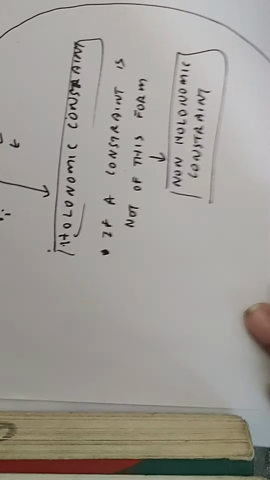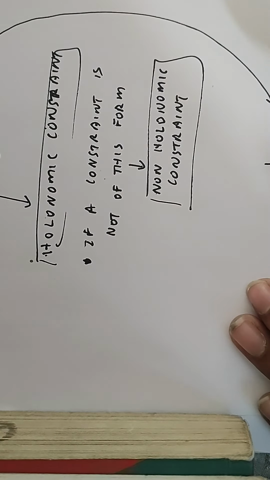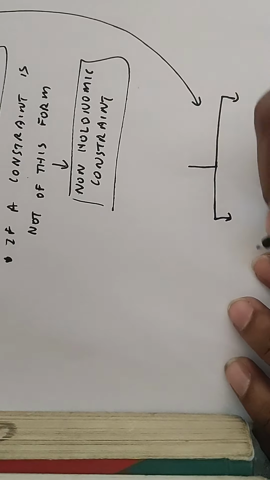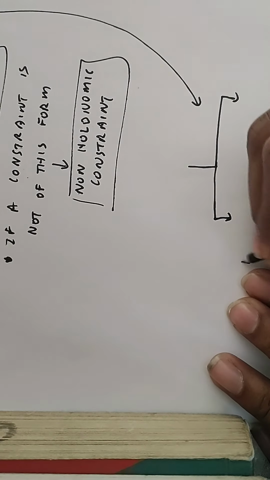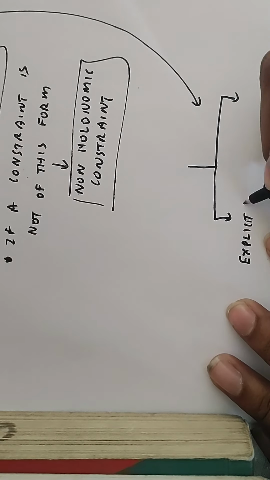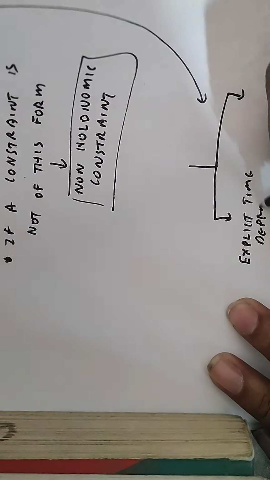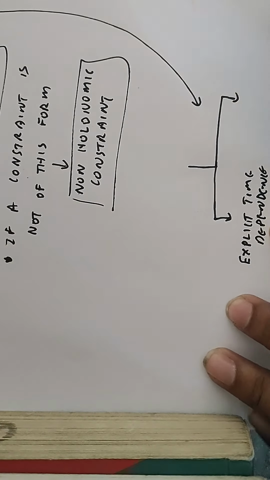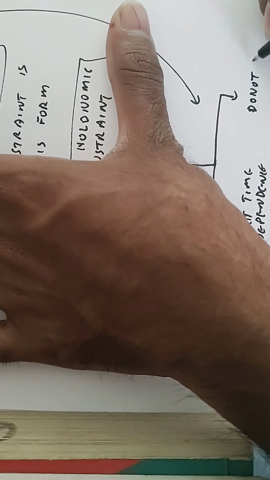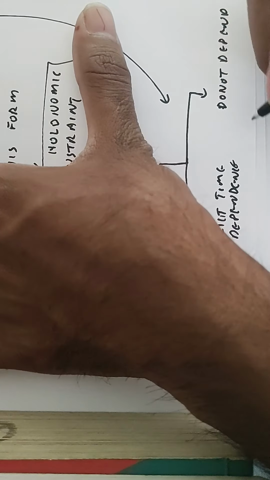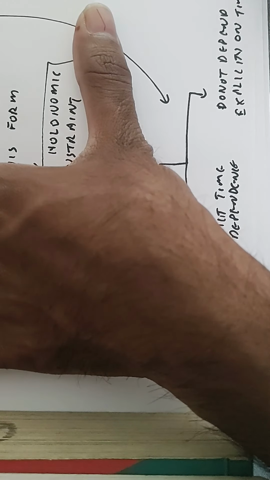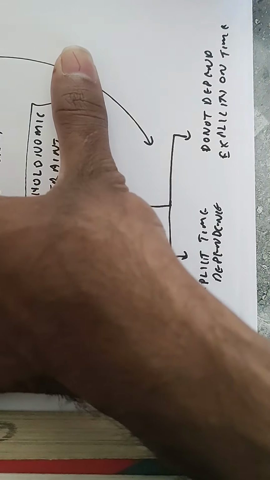The holonomic constraint is further divided into two subcategories. One is the one that depends explicitly on time, an explicit time dependence, and the other is one which does not depend explicitly on time, or say there is no t dependence at all.